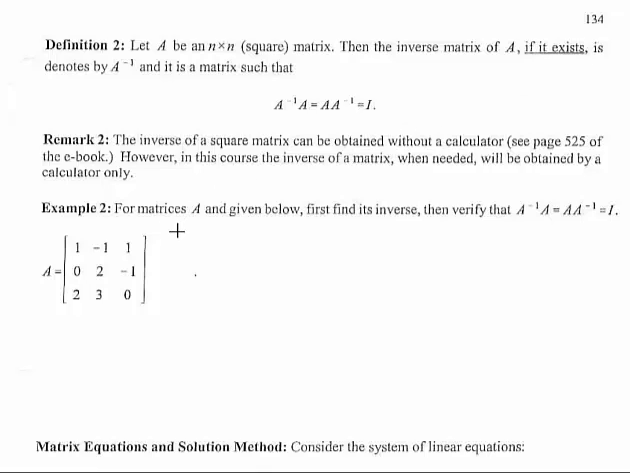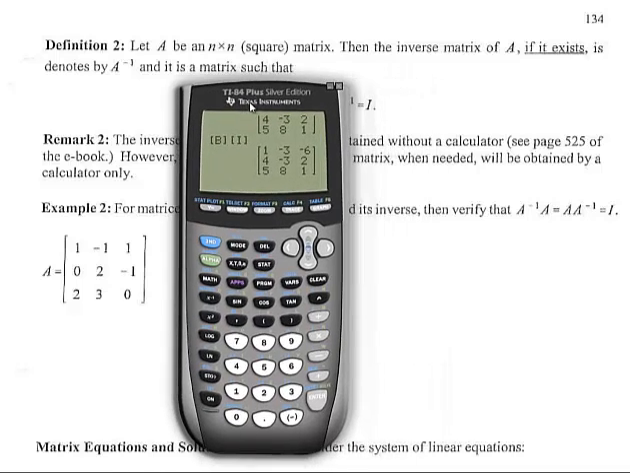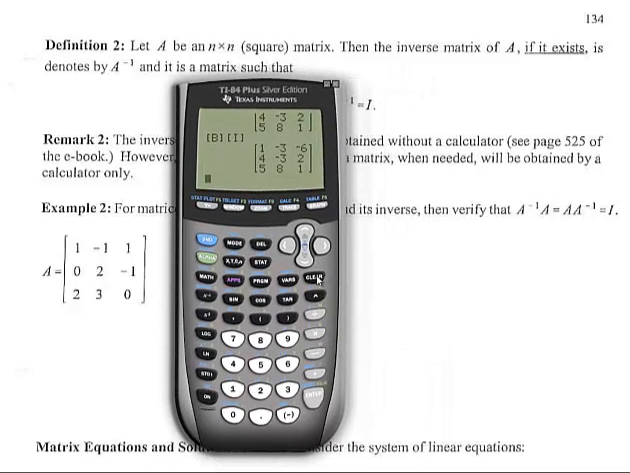Okay, so example 2. We're given matrix A. Here are the elements of matrix A. And what we want to do at this point, this isn't like real numbers. Finding the inverse of a matrix is more difficult. We can't just simply flip the matrix or anything like that. So we want to rely solely on our calculator.